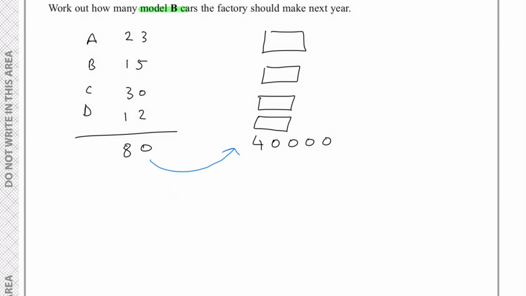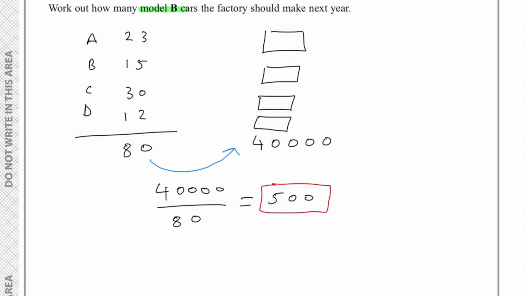To find out what our multiple is, we need to do 40,000 divided by 80, and that gives us 500. So this number here, guys, 500 is our multiple. So to answer the question which asks for how many Model B cars the factory should make, we do 15 multiplied by 500, giving us 7,500 as our final answer.